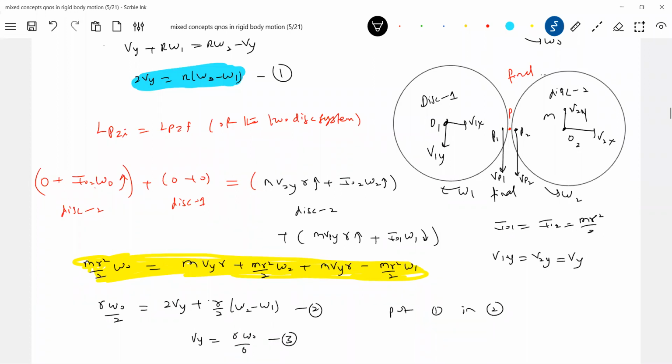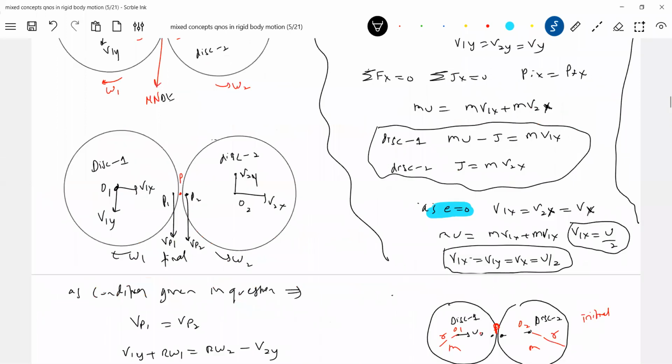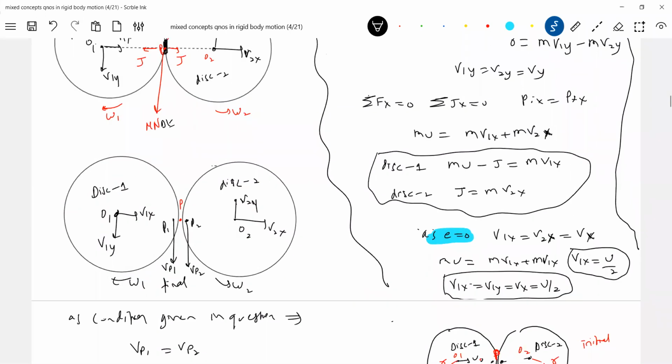Keep equation 3. What happened? I got Vy. So what is needed now? Vx is needed, no? Vx we already know. It is equal to how much? Vy we got it. And Vx is what? Already V1x is equal to U by 2. Look at this.